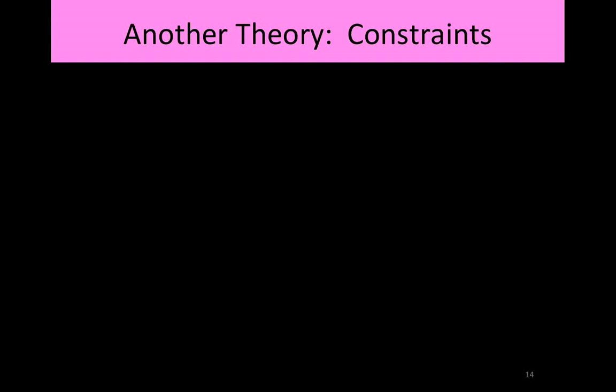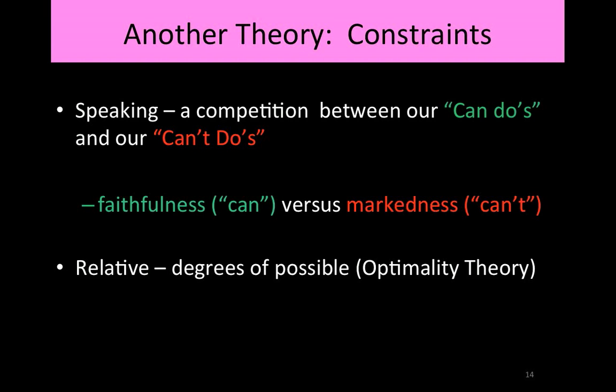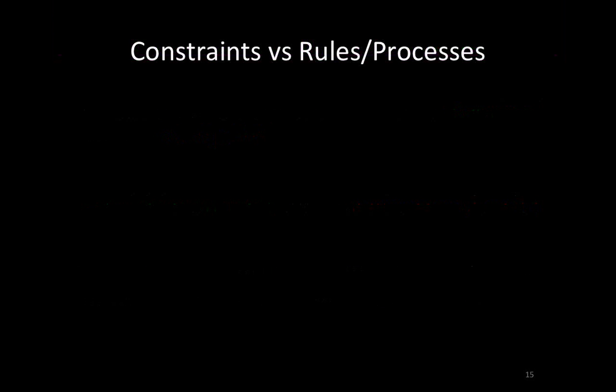Another theory that we've been working with for some years now is based on constraints. Speaking is in essence a competition between our can-dos and our can't-dos. In the literature of linguistics, that would be expressed as faithfulness versus markedness constraints. Optimality theory has given us the notion that constraints are relative. There are degrees of possible and impossible, i.e., constraints are ranked with respect to one another.